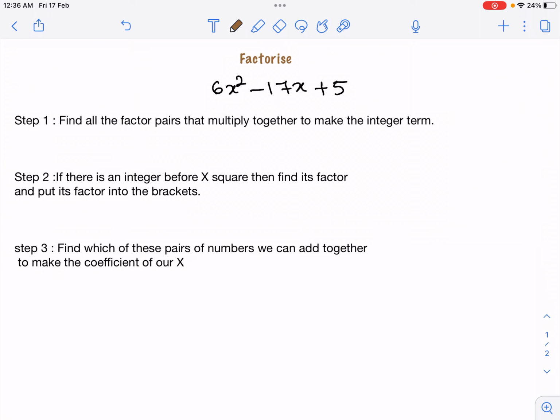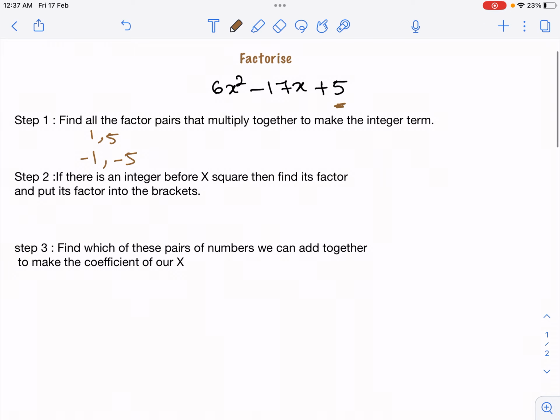So here our integer term is 5. To factorize 5, we have 1 and 5. So 1 multiplied by 5 is equal to 5. Then also we have minus 1 multiplied by minus 5, and we still get 5. So our options are 1, 5, and minus 1, minus 5. This is the first step.